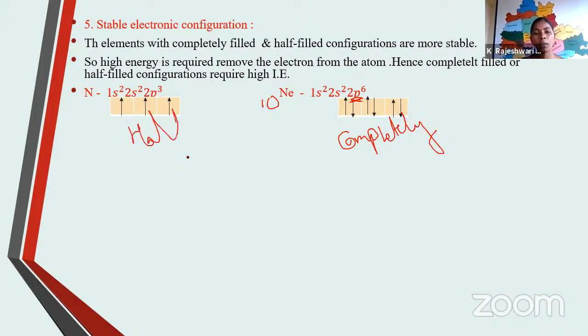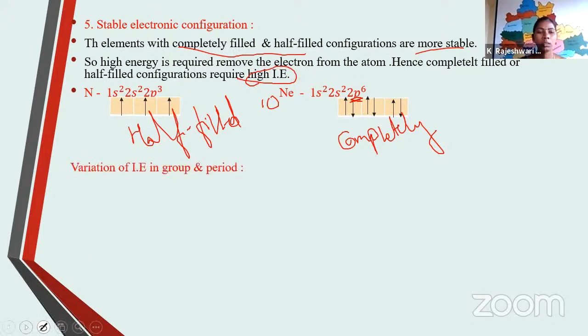In nitrogen half filled, in neon completely filled. According to us, half filled and completely filled are more stable. More stable means we require high ionization energy. So that's why this stable electronic configuration will be depending upon more ionization energy. Okay, ma, this is the last factor. This is also very, very important. Write this example also in the exam.